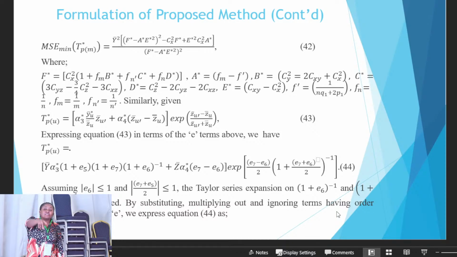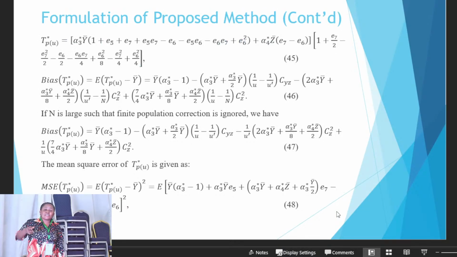Similarly, we do the same for the other estimator under the unmatched portion, as we have stated in equation 43, expressing it in terms of the E terms with equation 44, using Taylor series expansion on those inverse terms. We substitute and have equation 45. Simplifying equation 45, we have the bias expression in equation 46. If n is assumed large, so that the finite population correction is ignored, we have equation 47.